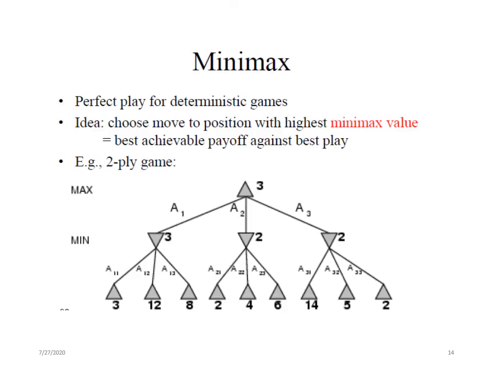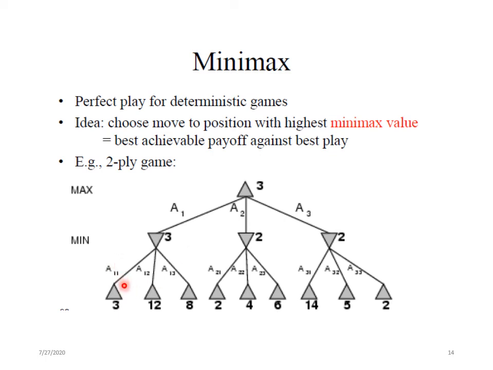So this is another example. It is a two-ply game. Two-ply game means it has two levels. It means it has depth 2. So this is the perfect play for a deterministic game. And the idea is to choose the move to the position with the highest minimax value, the best achievable payoff against best play. So here we have to play best. And this is the min term and this is the max term.